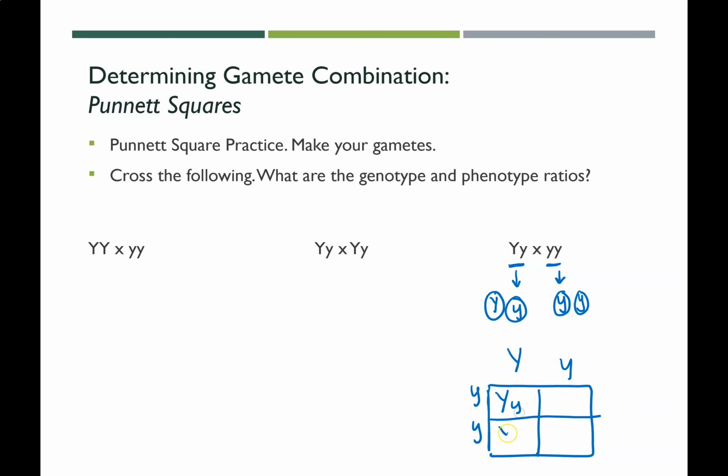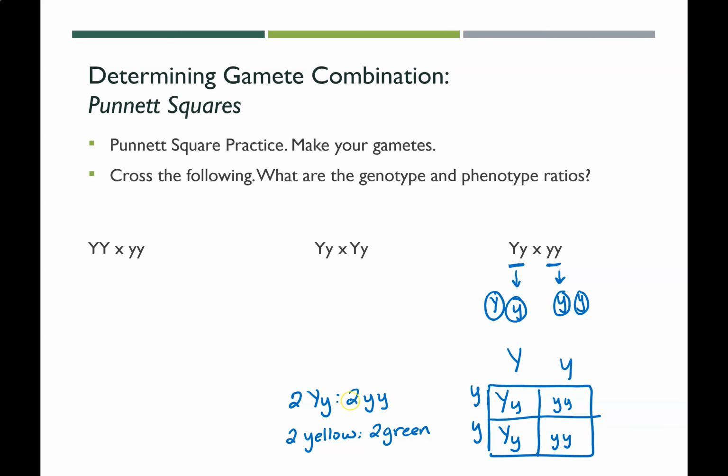So let's put those on the Punnett square so we can determine all possible combinations of our offspring. This individual is going to be heterozygous, as is this one. These two are going to be homozygous. So in this case, we have two heterozygous to two homozygous individuals, or half of our individuals are going to be heterozygous, half are going to be homozygous. For phenotype, we have two yellow to two green. That means that half will be yellow, half will be green.